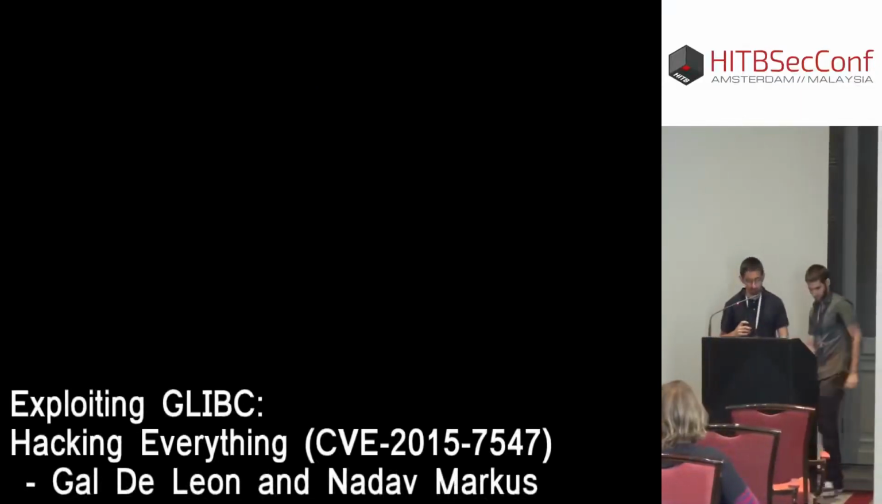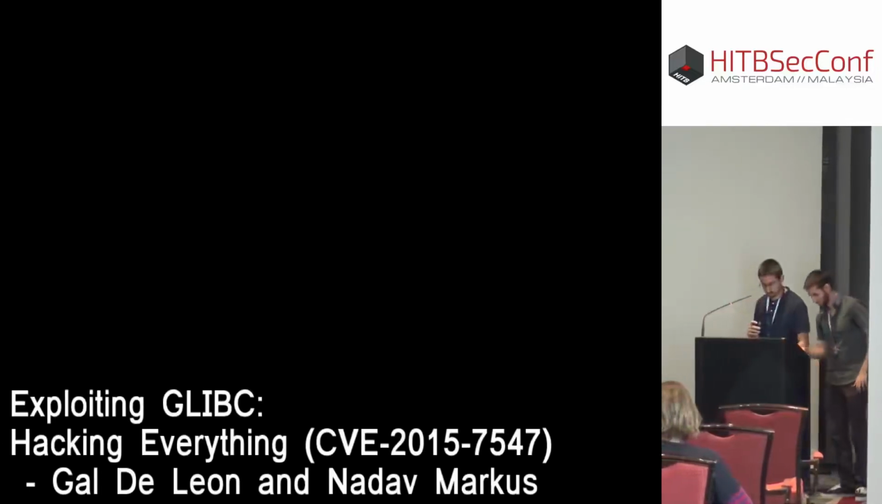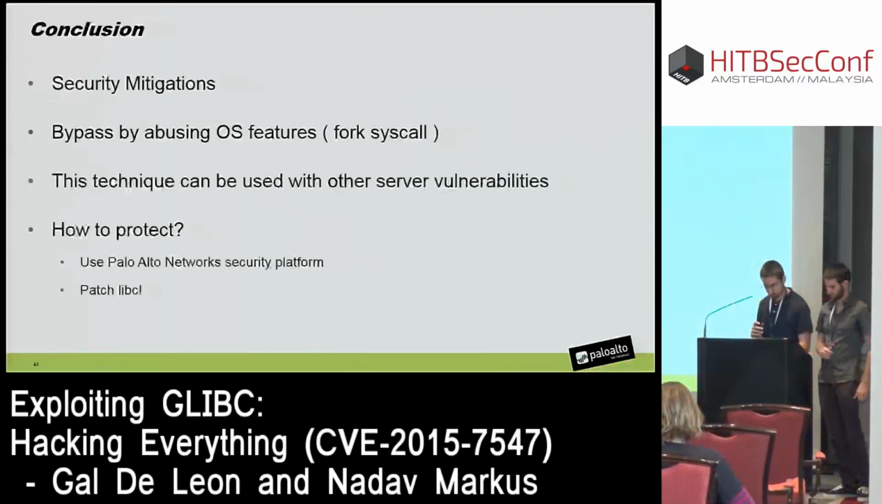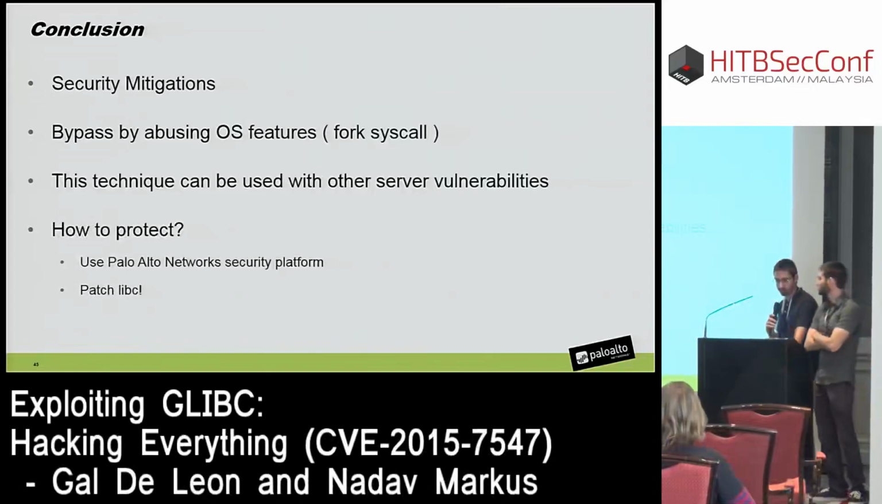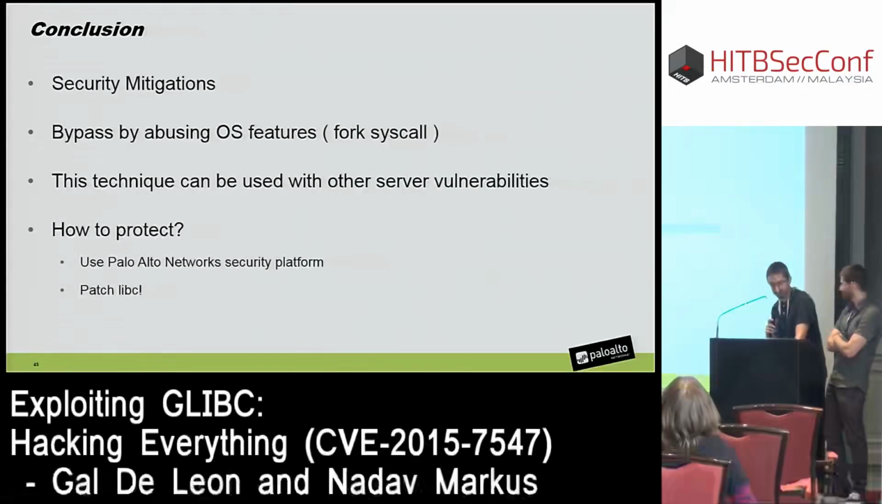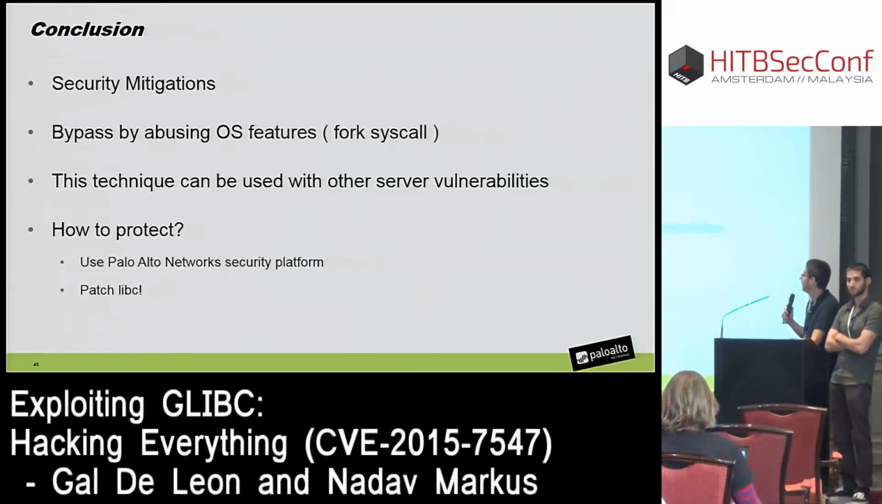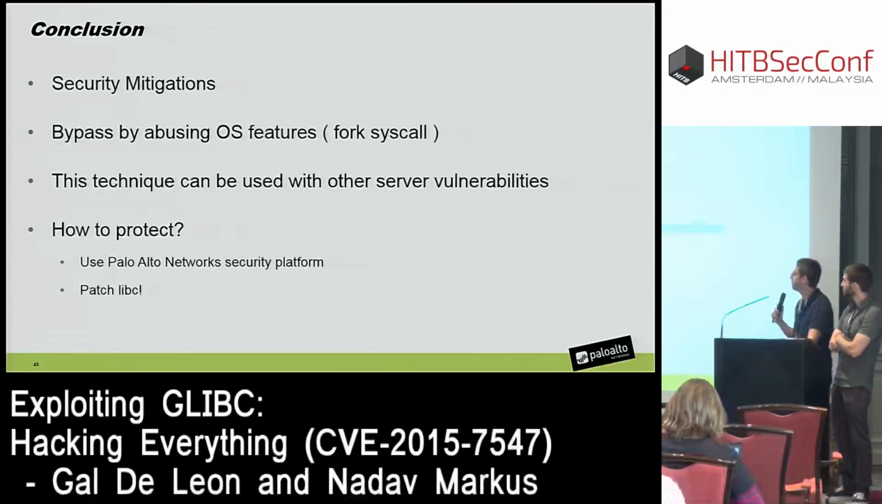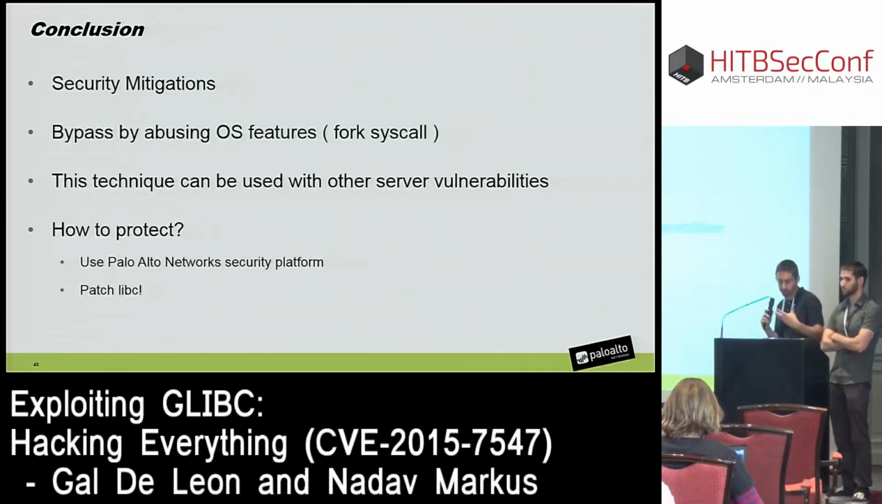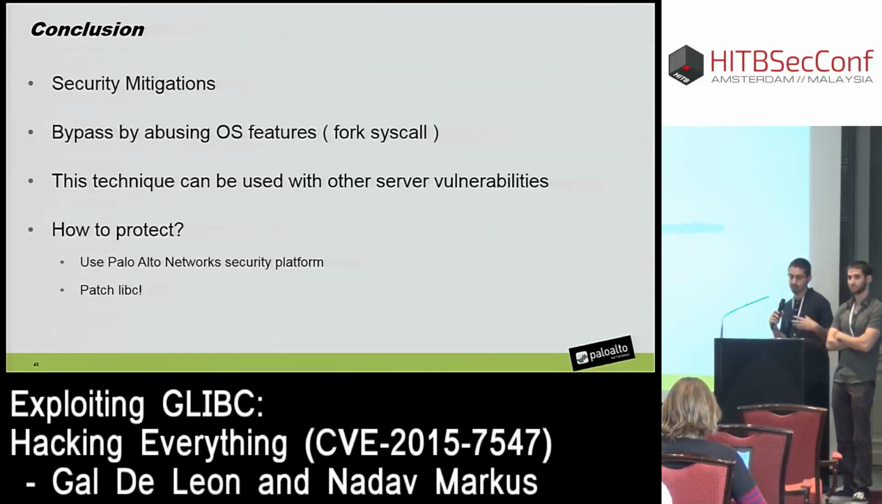So, just a quick conclusion. Security mitigations can make exploitation harder, but attackers can find creative ways of abusing OS features, like for this exploitation, the way the fork system call works, in order to bypass those mitigations. What's important to note is that this technique can be applied to almost any memory corruption vulnerability within a server that forks itself and operates the way we described.